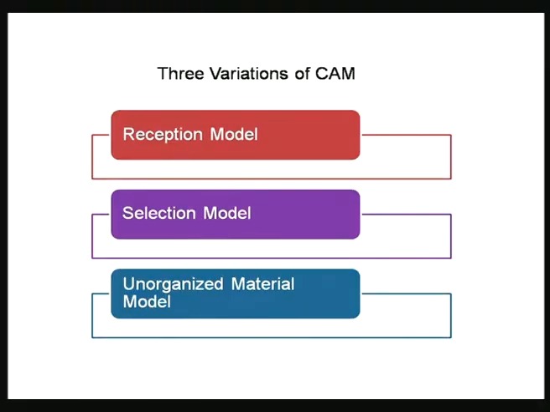And next we will discuss the three variations of the concept attainment model. The first one is the reception model. The second one is the selection model. And the third one is the unorganized material model. So when we think of the reception model, here the teacher will present some labeled examples. Labeled means with yes or no, that is, positive examples as well as negative examples.